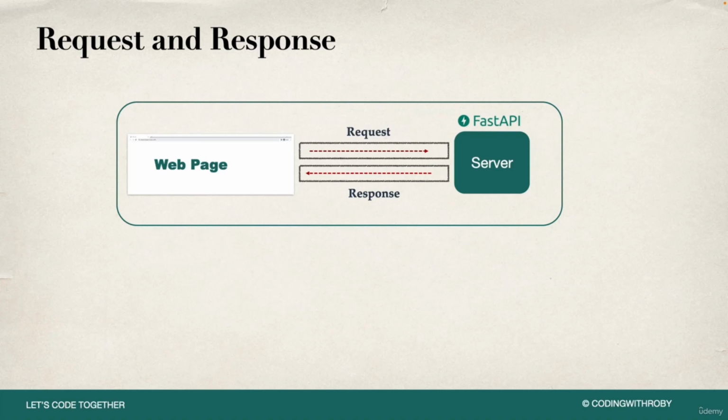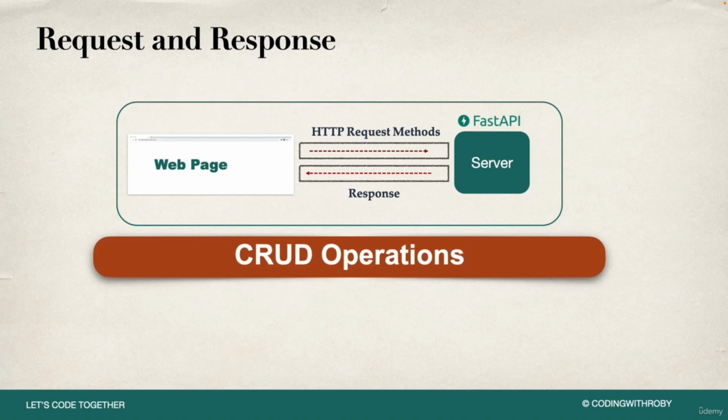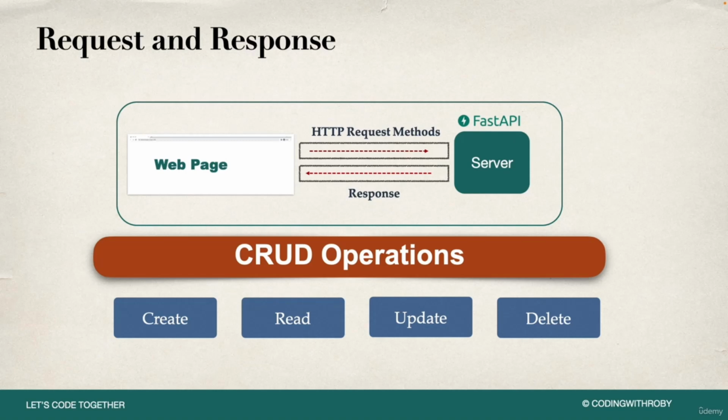However, when the web page is going to be requesting information from FastAPI, it's going to request it by using HTTP request methods. Now, these HTTP request methods are a way for the web page to communicate to the server what type of request they are asking for. And think of it kind of like CRUD operations, which again are create, read, update, and delete.